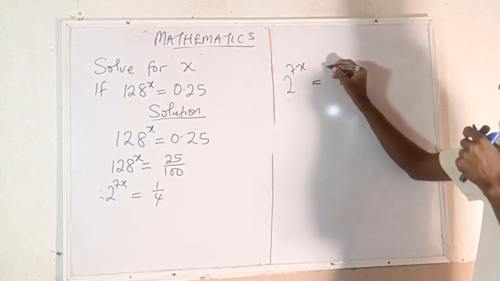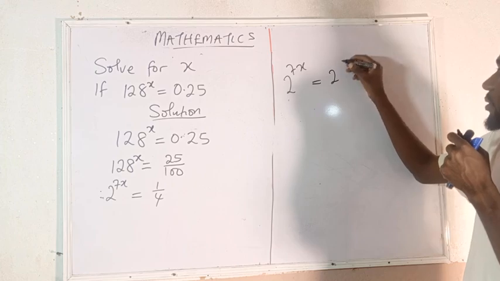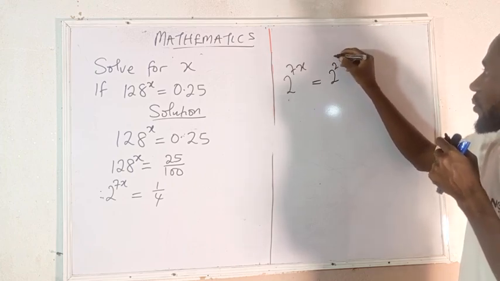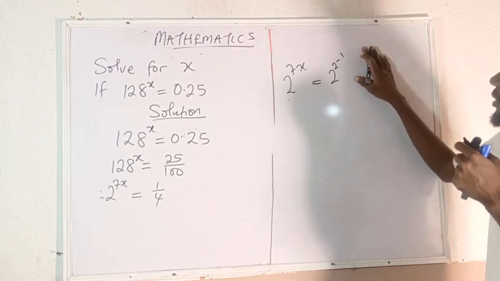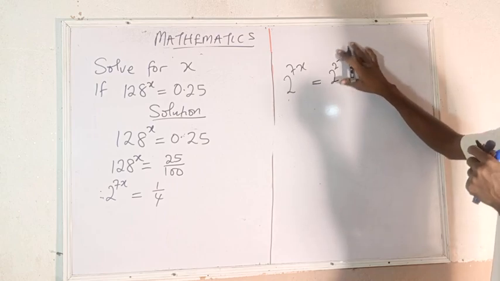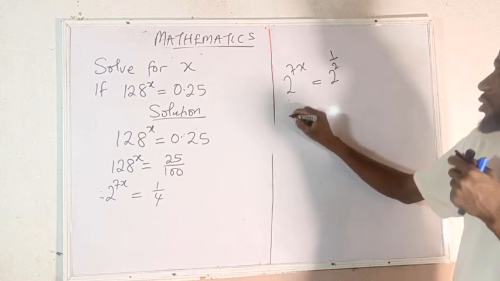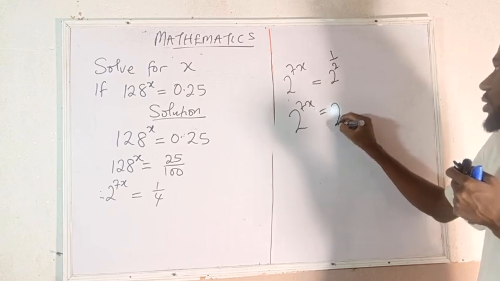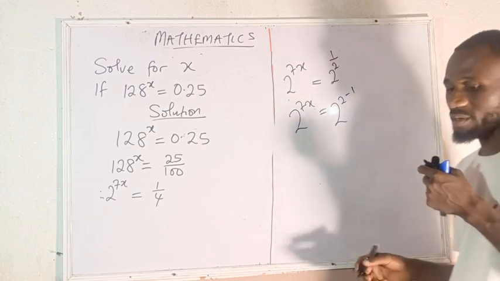We can also change it into 2 raised to power 2, 1 over 2 squared or minus 1. Okay, 1 over 2 squared is equal to 4 raised to the power minus 1. Based on the laws of indices, it can be 1 over. Also, we can say 2 raised to power 7x is equal to 2 raised to the power 2 minus 1.